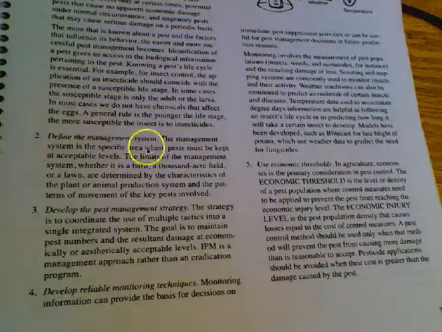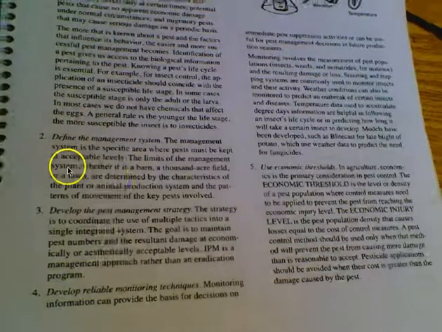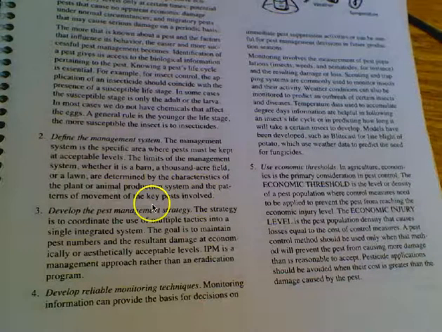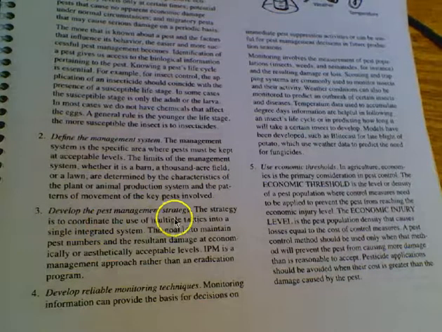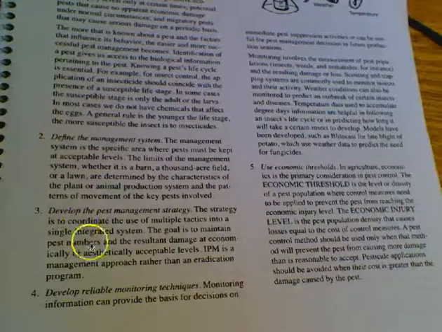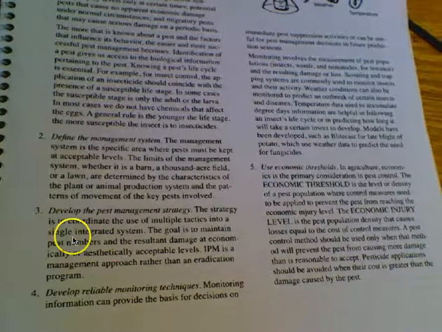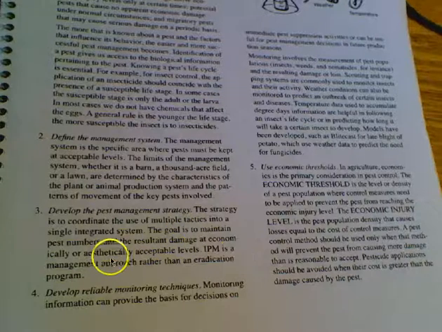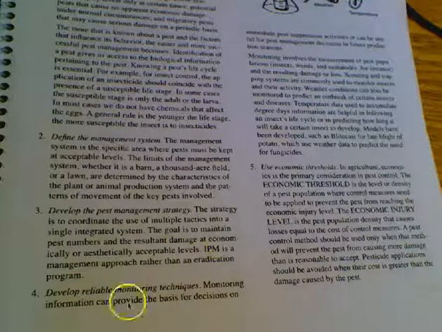We need to define the management system, so that means how big is the area I'm using? Do I have a small yard, a barn, a 1,000-acre field? What kind of a system is it? Develop the pest management strategy. So I'm going to coordinate the use of multiple tactics into one system. And my goal is going to be to maintain pest numbers and damage at an economically or aesthetically acceptable level.